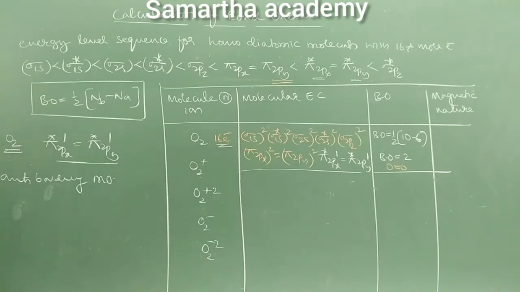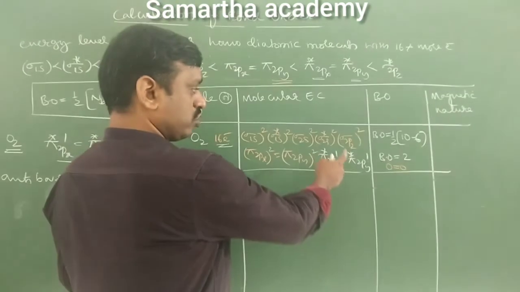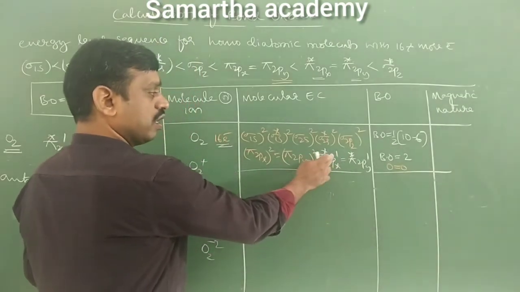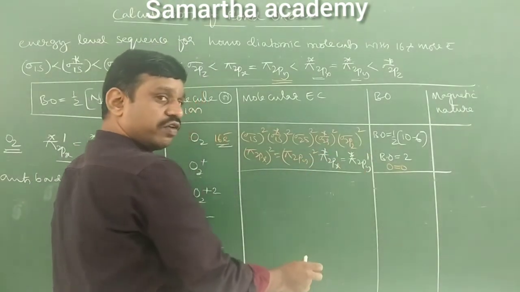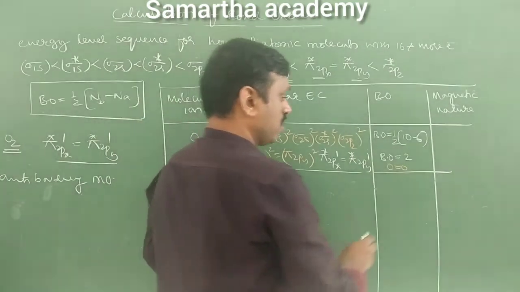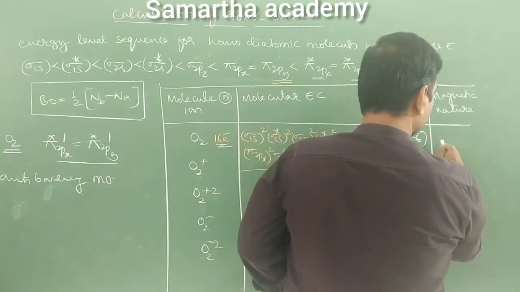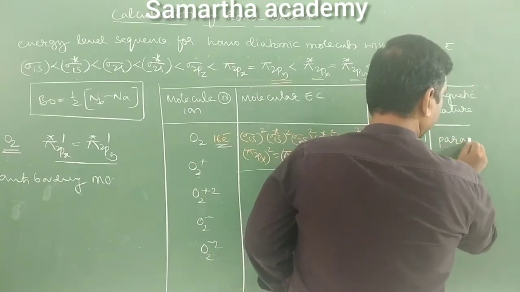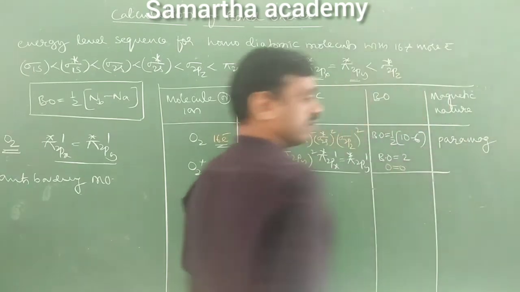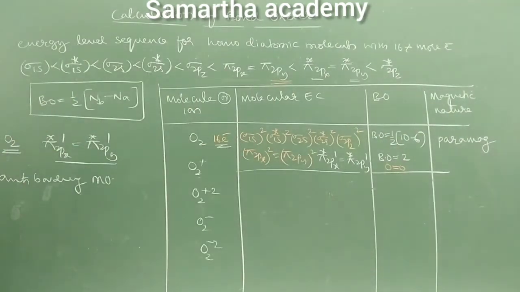Next, magnetic behavior. What is the magnetic behavior? There are 2 unpaired electrons in anti-bonding. So therefore, since there are 2 unpaired electrons, it is paramagnetic in nature. Important. So therefore, this MOT theory was proposed to explain what? The paramagnetic nature of the oxygen molecule only.